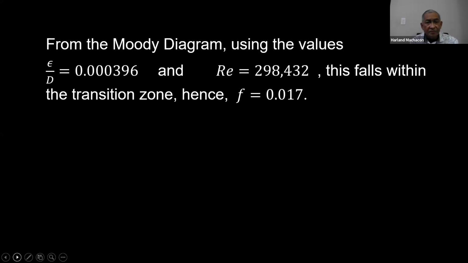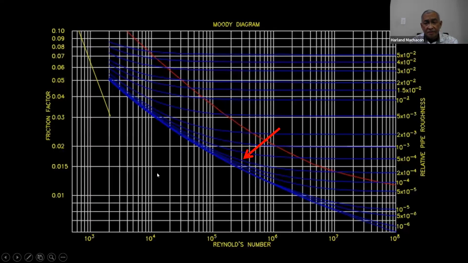The resulting Reynolds number will be 298,432. And from the Moody diagram, using the values of the relative roughness and the Reynolds number, the result will be 0.017. So again, we can round this up to 0.02, as I said earlier. So from the pipe relative roughness and the Reynolds number, we can read out 0.017 here.